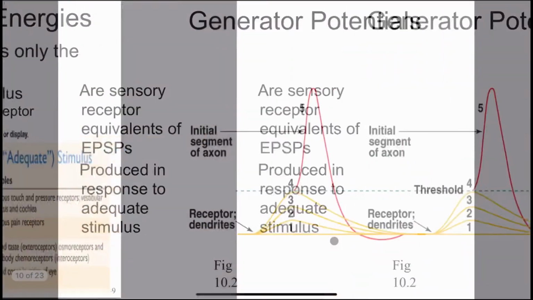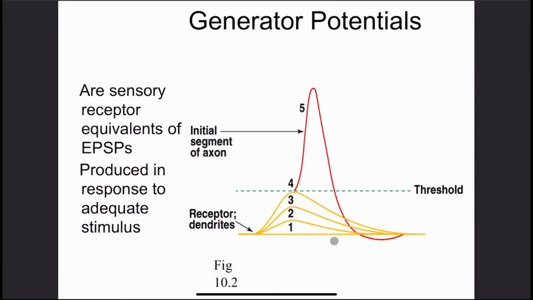Here in our sensory receptors, we don't call them EPSPs. We call them generator potentials. They are exactly the same as EPSPs, but in sensory receptors, they're called generator potentials. As you can see from this graph, they're going to occur at the dendrites again, and they are going to depolarize the membrane. If there is enough of a jump so that it reaches threshold, then an action potential will occur down the segment of the axon.